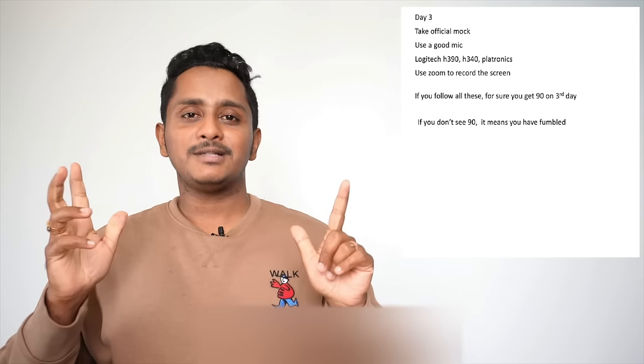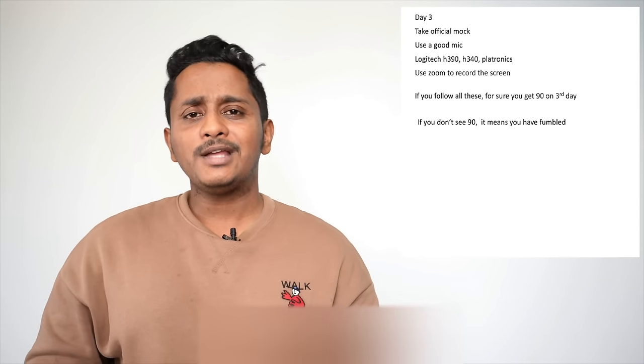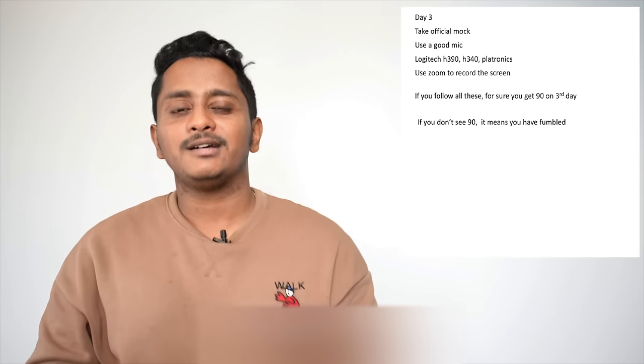Describe image, you have made 7 fumbles. Describe image can hardly contribute some 10 marks. You would have again got 0 there. Written lecture, you have made 2 fumbles. So out of 6-7 marks, you would have got 2-3. So that way you can relate.